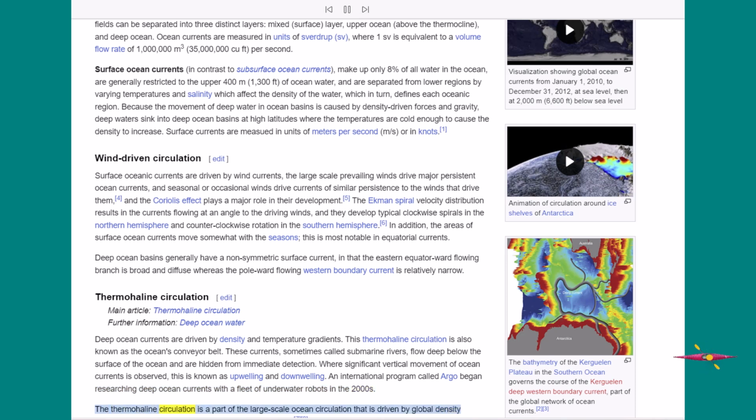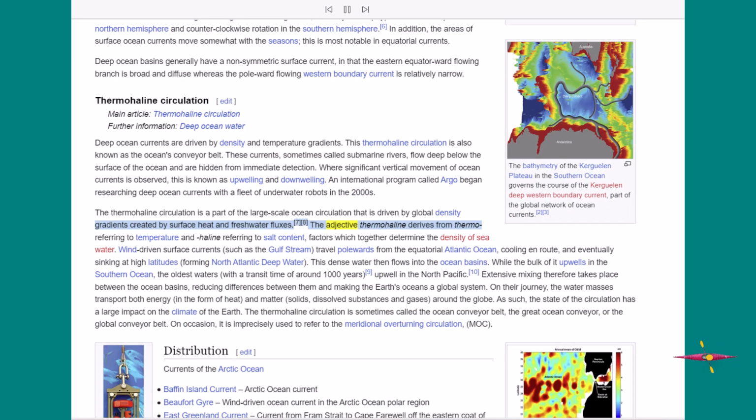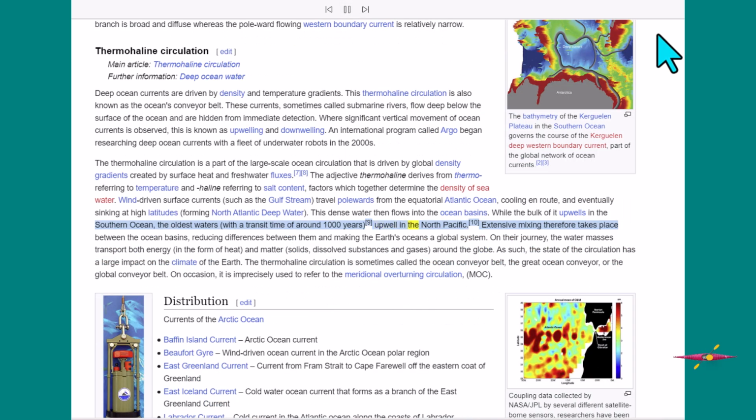The thermohaline circulation is a part of the large-scale ocean circulation that is driven by global density gradients created by surface heat and freshwater fluxes. The adjective thermohaline derives from thermo, referring to temperature, and haline, referring to salt content, factors which together determine the density of seawater. Wind-driven surface currents, such as the Gulf Stream, travel polewards from the equatorial Atlantic Ocean, cooling en route, and eventually sinking at high latitudes, forming North Atlantic Deep Water. This dense water then flows into the ocean basins. While the bulk of it upwells in the Southern Ocean, the oldest waters, with a transit time of around 1,000 years, upwell in the North Pacific.